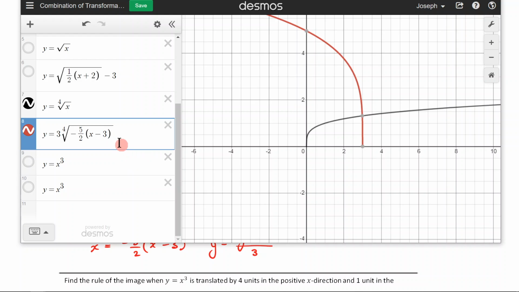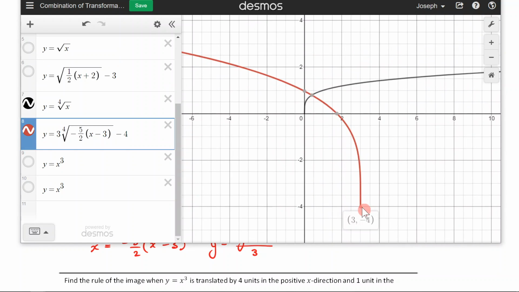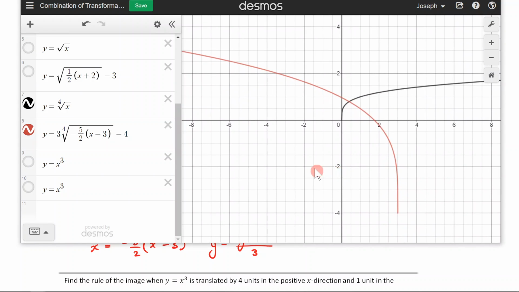And then lastly, 4 units in the negative y direction. The easiest of them all. Minus 4 goes 4 down. And you can see this is now 3, negative 4. And that's what we're doing. So that was our final answer there. So hopefully all that makes sense and you just kind of have a visual understanding of what's going on here.